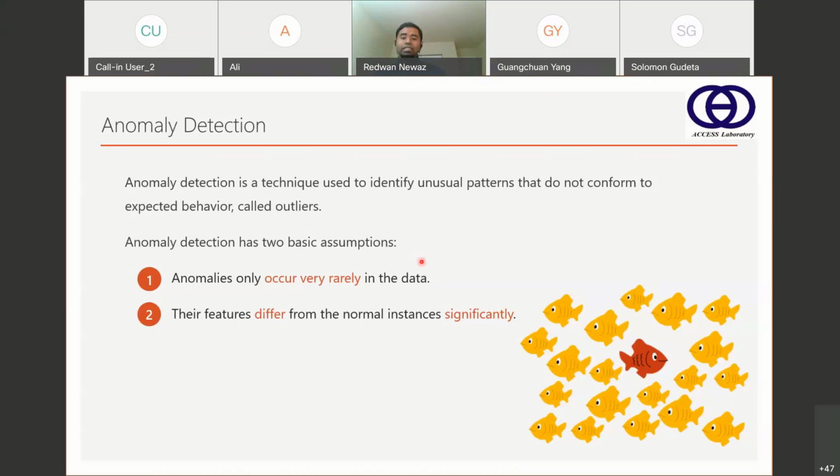Anomaly detection is the process of identifying unusual patterns that do not conform to expected behavior. Typically, items or events in datasets differ from the norm based on two basic assumptions. First, anomalies occur only very rarely in the data. Second, their features differ significantly from the normal instances. If you look at this figure, I would say 99% of you will say the red fish is the anomalous one, but 1% of the population will still argue. So in that context, they will be anomalous.